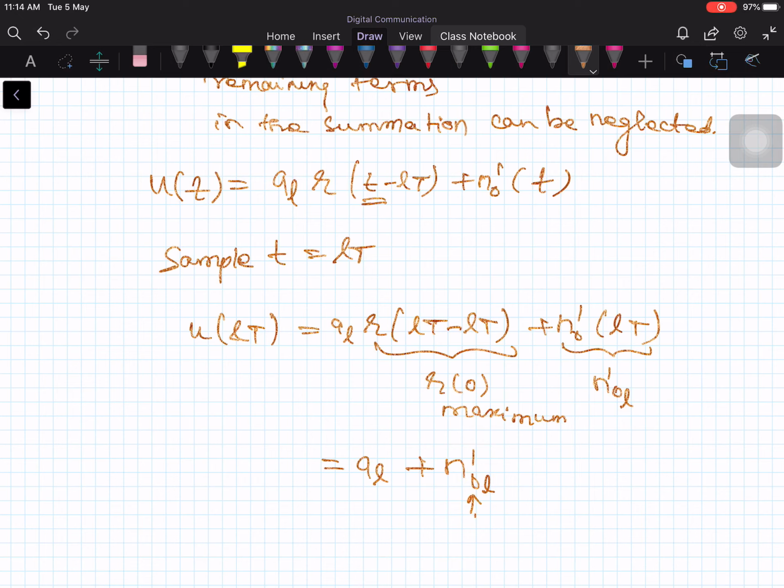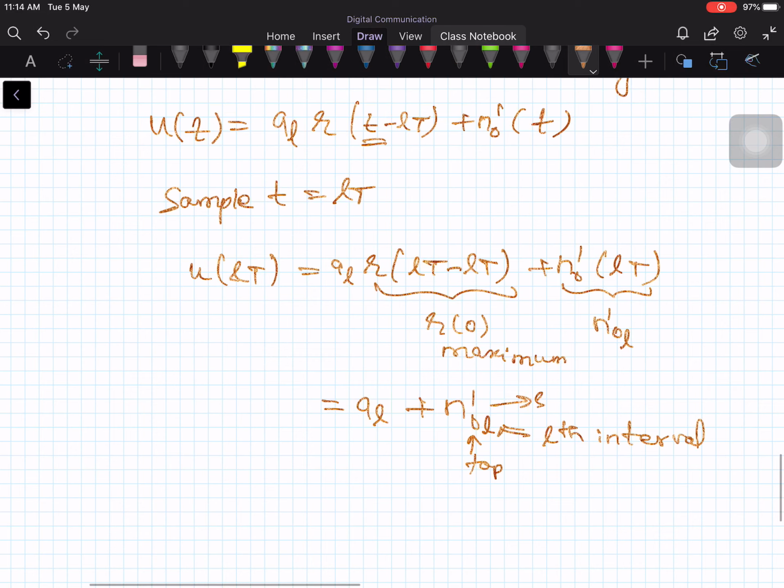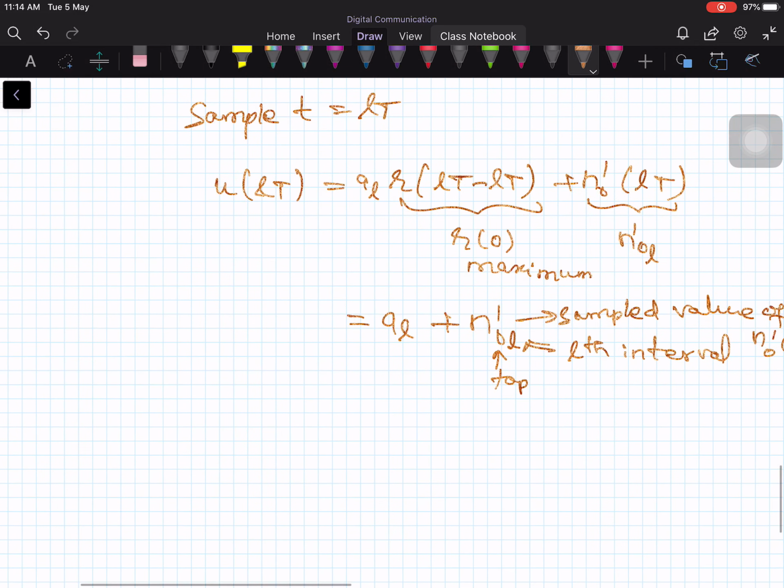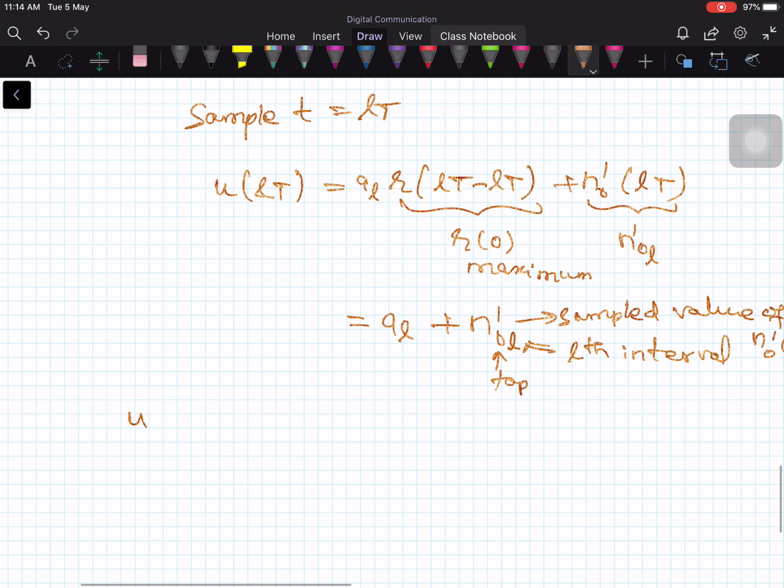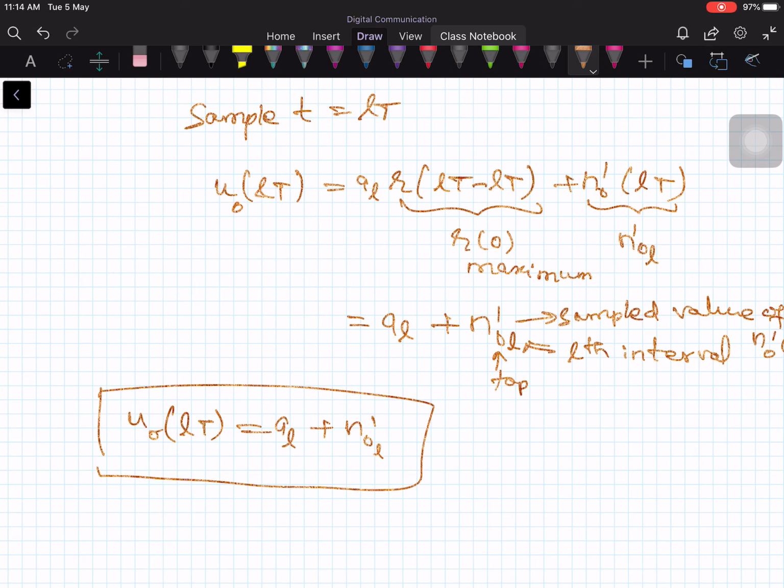N0L prime. Here 0 indicates the top filter and L indicates the Lth bit interval. It's a simple notation. So this is a sampled value of n prime of 0 of t. This is the output of my top filter. Therefore u0 of LT equals a_L plus N0L prime. So this is the top filter output.